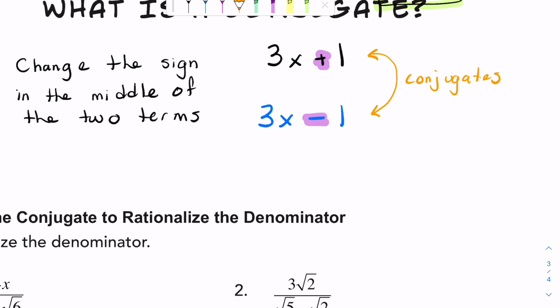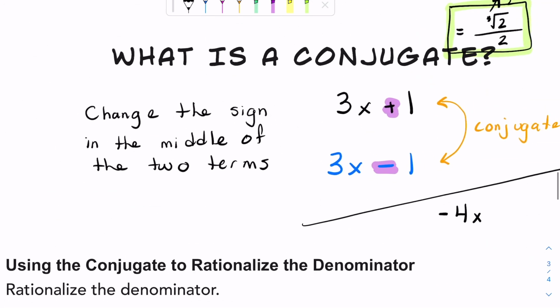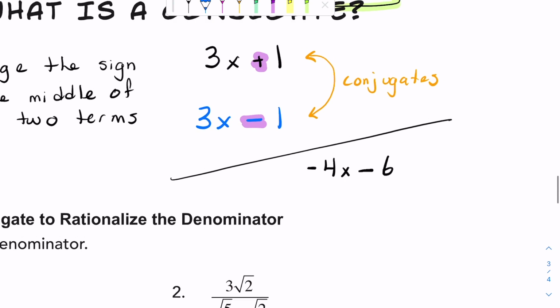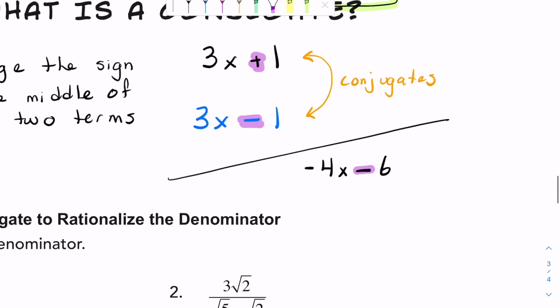If I gave you another example, let's do negative 4x plus 6. Actually, let's do minus 6. The conjugate would change the sign in the middle, only the middle, so our conjugate would be negative 4x plus 6.